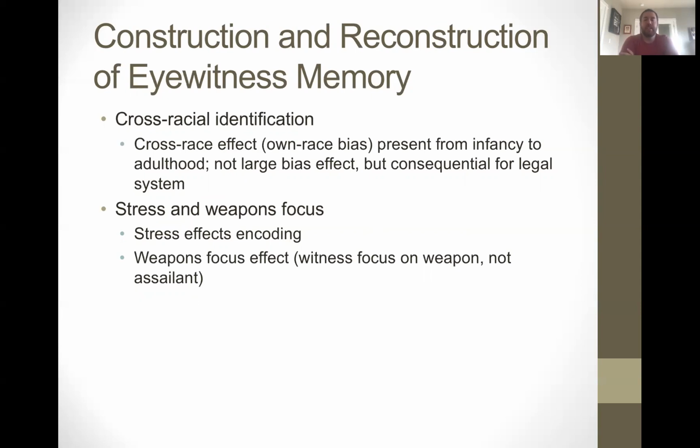But there is a basis in research on this, and we have seen it as young as infants and throughout adulthood: if you're asked to identify somebody of your own race, you typically do a better job at getting more minute characteristics than if you're asked to identify somebody of a different race. This is not a large bias effect, meaning that it is not absolute every single time. There are a lot of individual differences going on, but we do recognize that there are consequences for the legal system that need to be brought up.